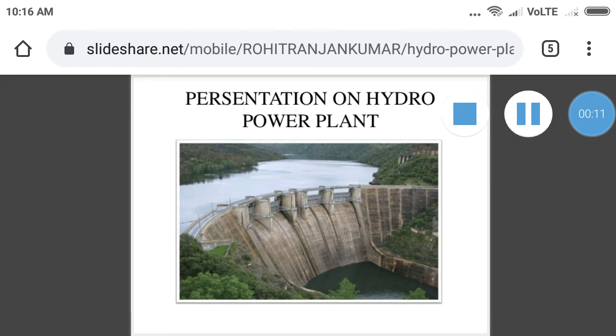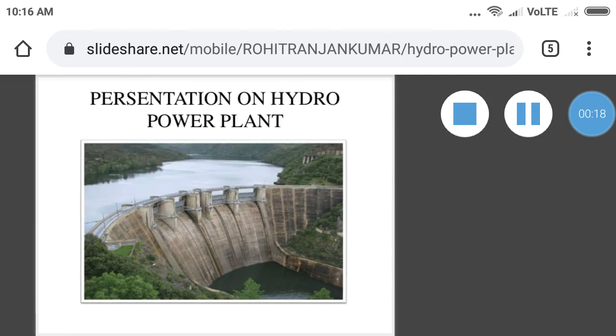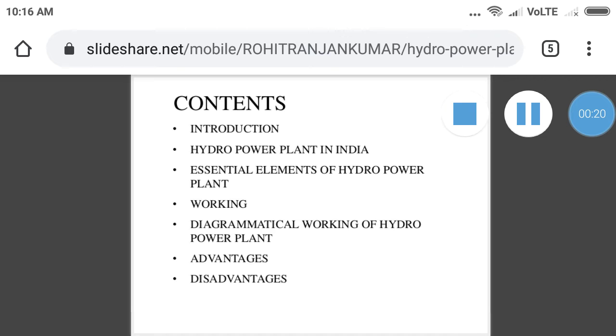So today we will go to the second unit, that is hydro power plant. So, presentation on hydro power plant. In this, the contents are introduction, hydro power plant in India, essential elements of hydro power plant, working, diagrammatical working of hydro power plant, advantages, disadvantages.